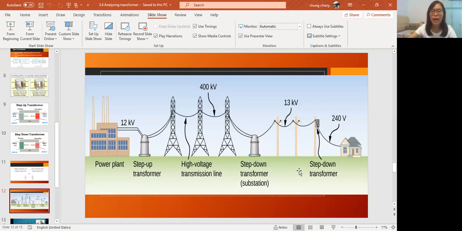So what I want you to write down here, you just write down this one, no need to draw it. Write down this part as your notes number 5. You need a step up transformer right after the power plant and a step down transformer right before it reaches our household.